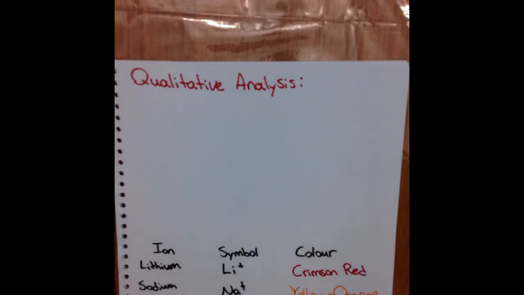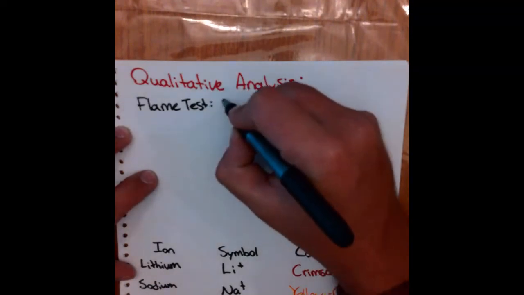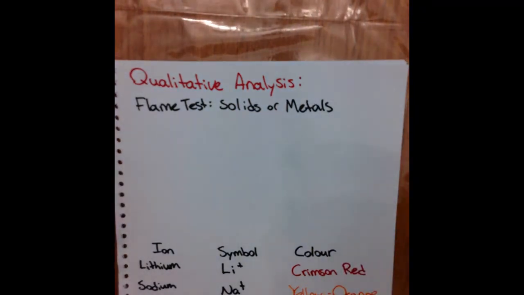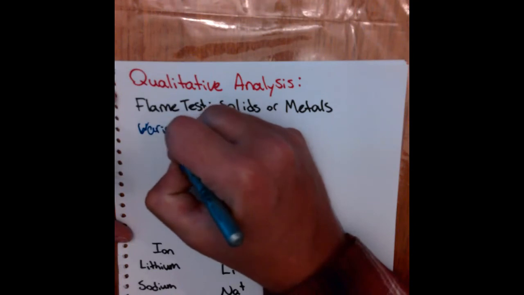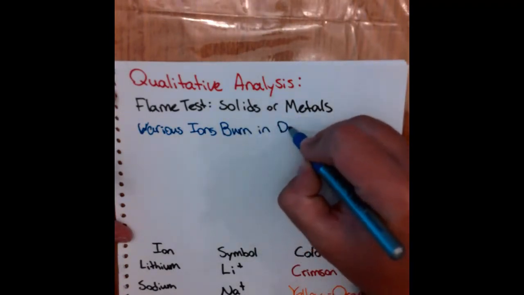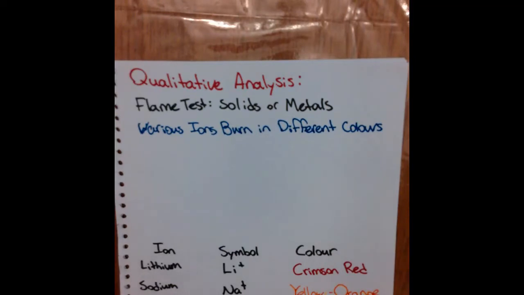So the first test that we can do, specifically if we have a solid compound of any variety, could be a metal, could be a compound, is something called a flame test. And that is for solids or metals. So as the name suggests, you simply light it on fire. And once you light these things on fire, various things are going to burn. So various ions burn at different colors. And knowing this, we can take an unknown compound, ignite it, and see just exactly what it produces.